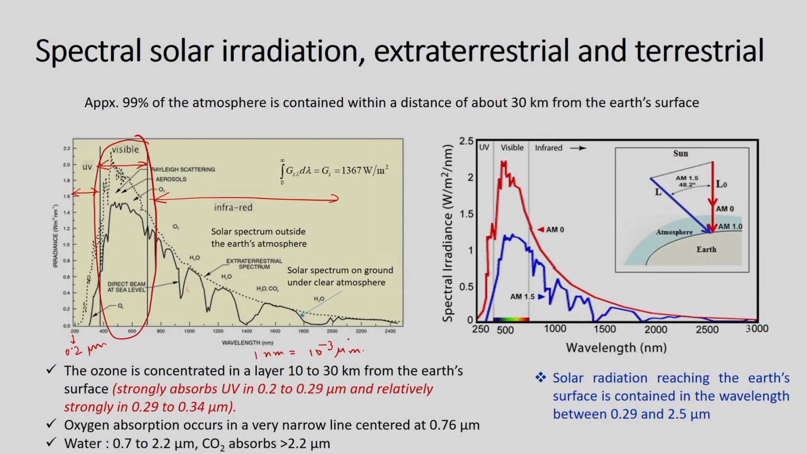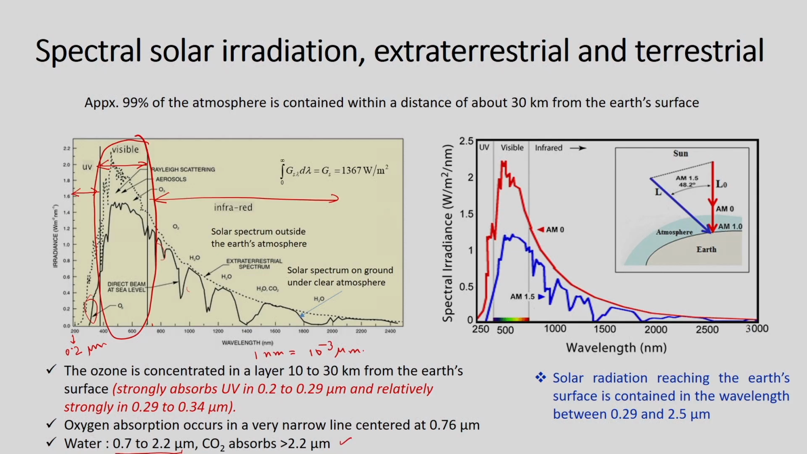That way you can understand the scale. Oxygen absorption occurs in a very narrow line centered at 0.76 micron, about here. These are absorbed by oxygen, and this part is ozone. Water absorption takes place in the wavelength range from 0.7 to 2.2 micron, and carbon dioxide absorbs at wavelengths more than 2.2 micron. This information is very important.